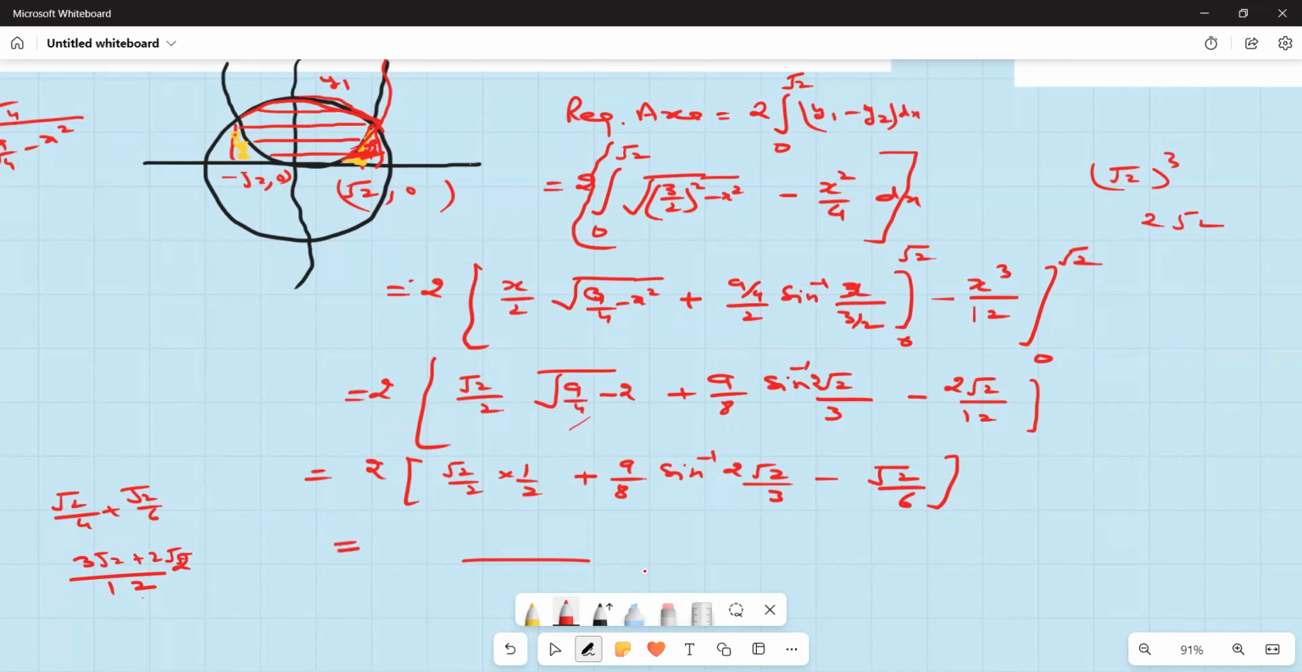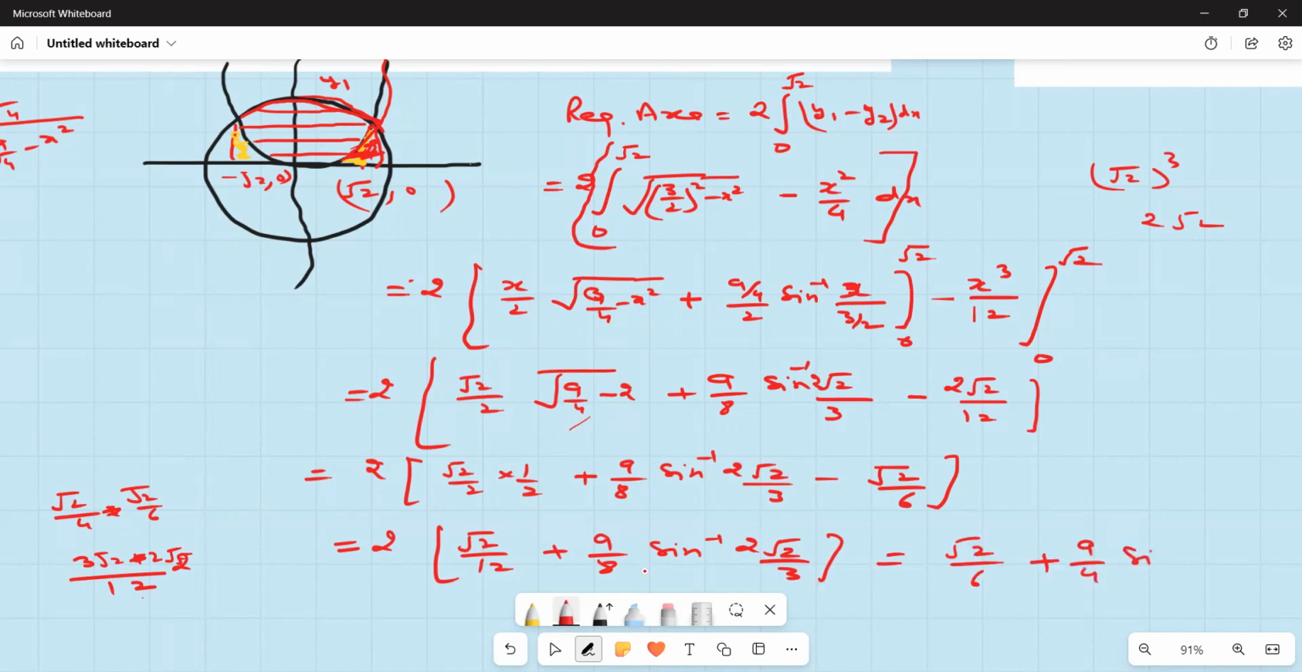So this is 2 throughout cancel. So what can we do? This is minus, not plus. So this is coming 2 into root 2 by 12 plus 9 by 8 into sine inverse 2 root 2 by 3, right? So if we cancel 2, this is root 2 by 6 plus 9 by 4 sine inverse 2 root 2 by 3. Clear?